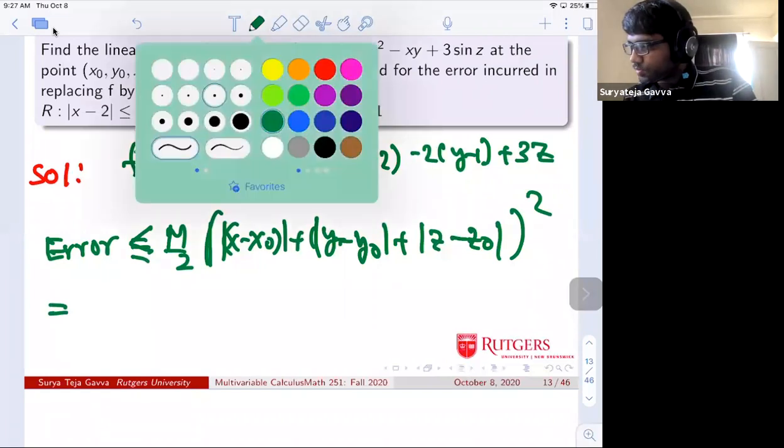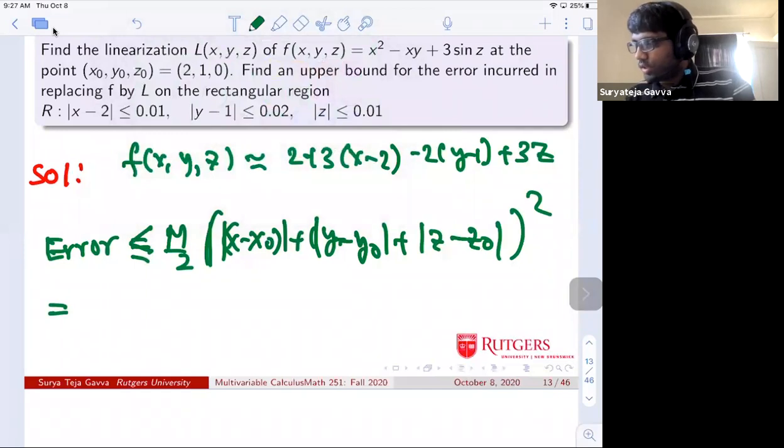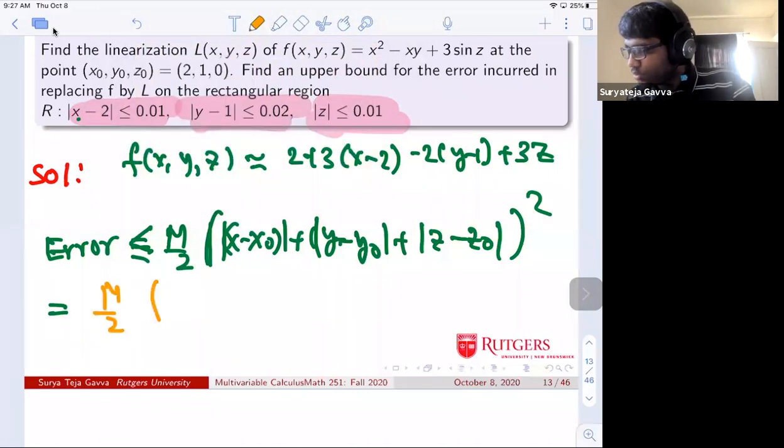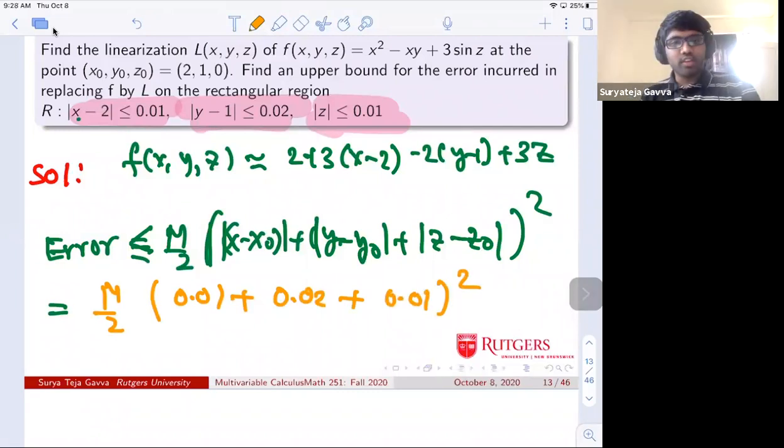So you want to compute the error of this function given these quantities. He's saying x minus 2 is this much, y minus 1 is this much, and z is this much. So if I plug that in here, you get M over 2 times x minus 2 is bounded by 0.01, y minus y0 is bounded by 0.02, z minus z0 is bounded by 0.01, whole squared. Okay, so that's what you get.